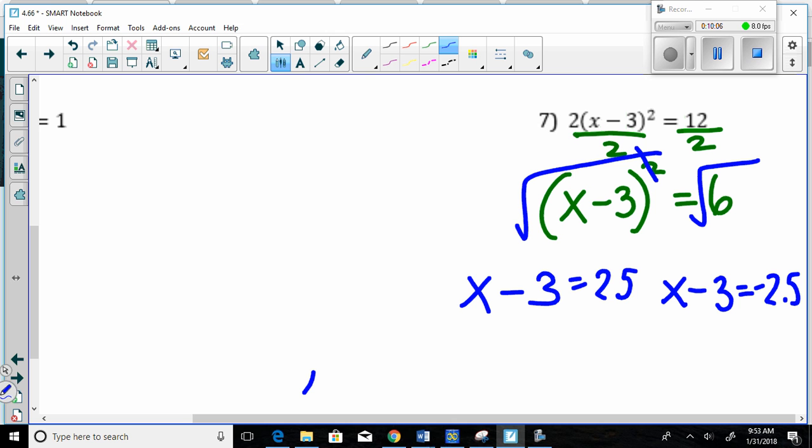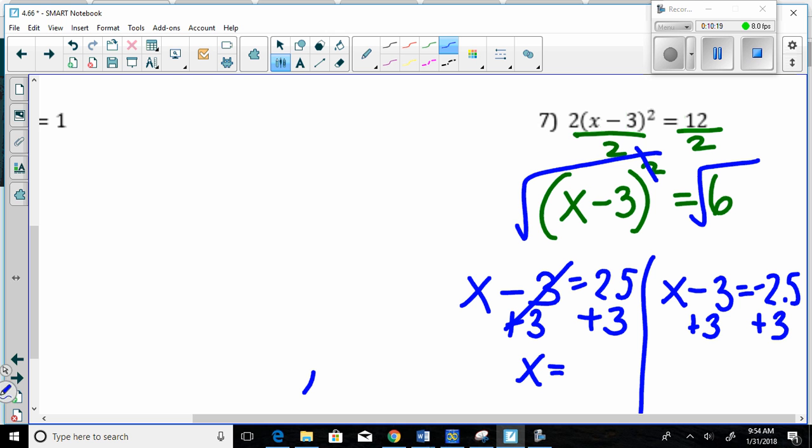Now, how do I get x by itself? Add 3, right here with my two things. Most people leave their answer like this. Make sure you're getting x alone. And what do you end up getting? X equals what? This is 2.5. 5.5? And what's this one?